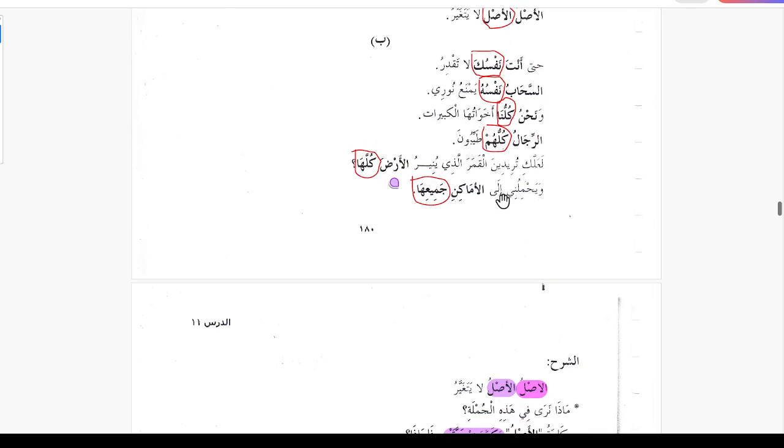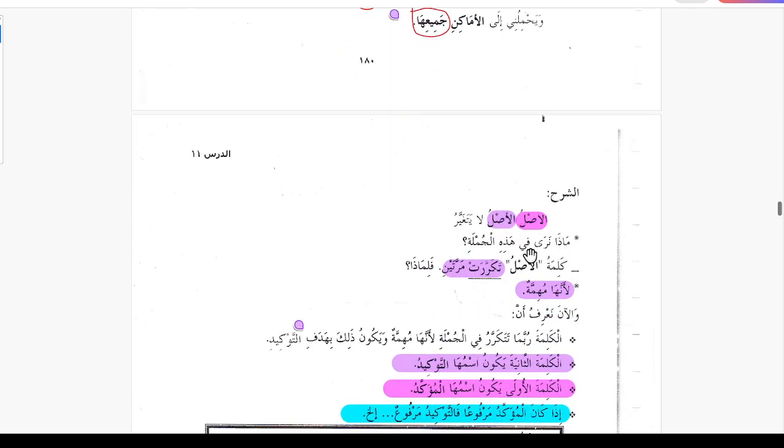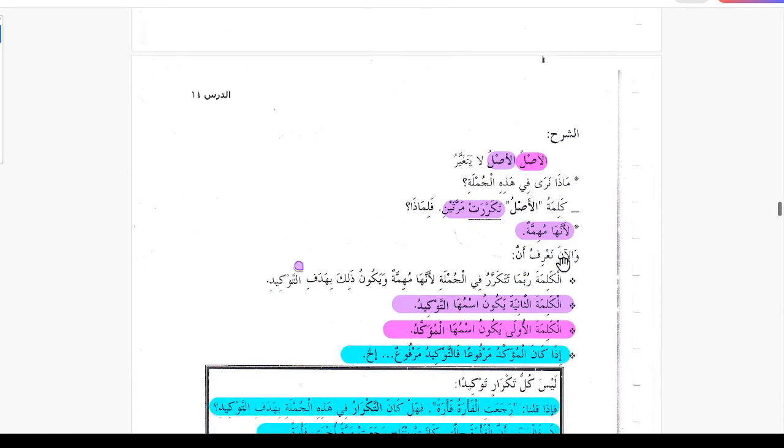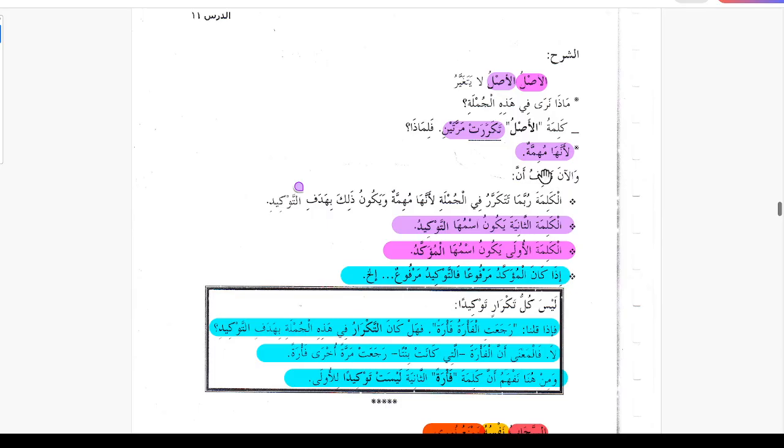The first one, al-aslu la yatagayyaru. What do we see in this sentence? The word al-aslu is repeated, it has come twice. It is a takrar here. But why? Because it is important. So we want to make an emphasis because this is important.